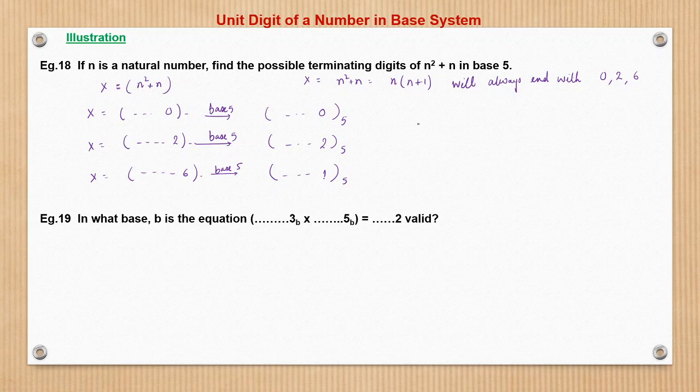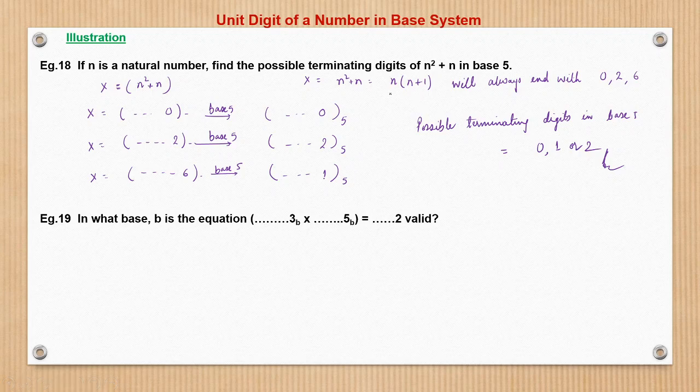So the possible terminating digits in base 5 are nothing but 0, 2 or 1. So that is 0, 1 or 2. This is the answer.